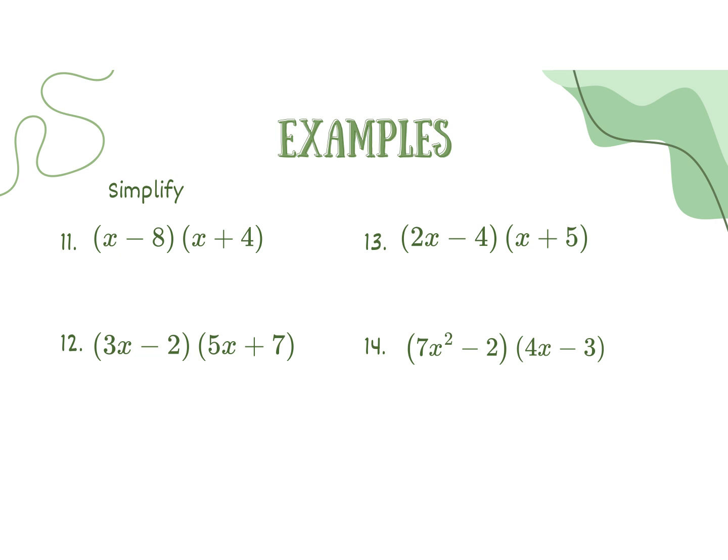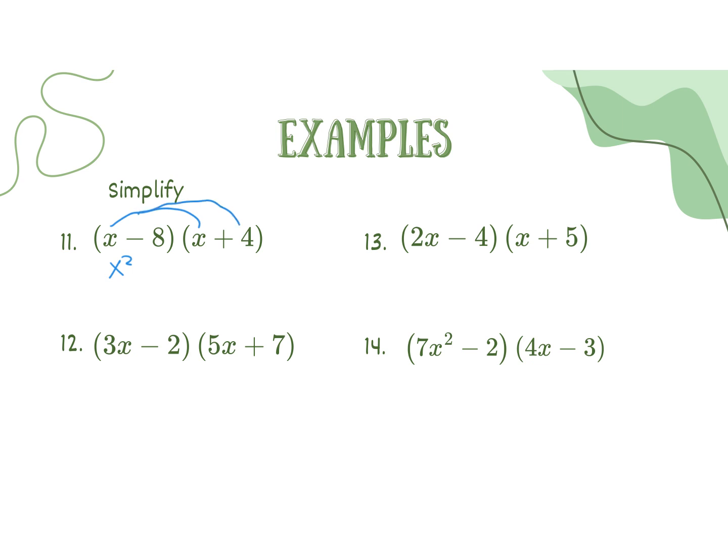All right, so on this page, the difference with this page is that now it's not just a distributing problem, I have a binomial times a binomial. So all of these, what you're going to do is you're going to FOIL these, right? FOILing, if you remember, first, outer, inner, last. So I'm going to do first times the first. So starting with number 11, x times x is x squared.